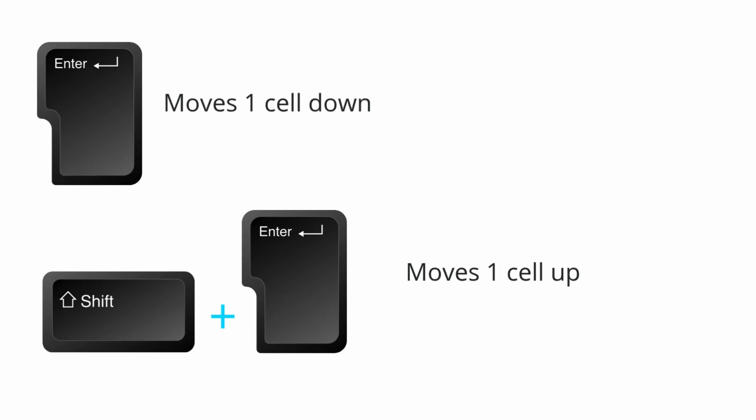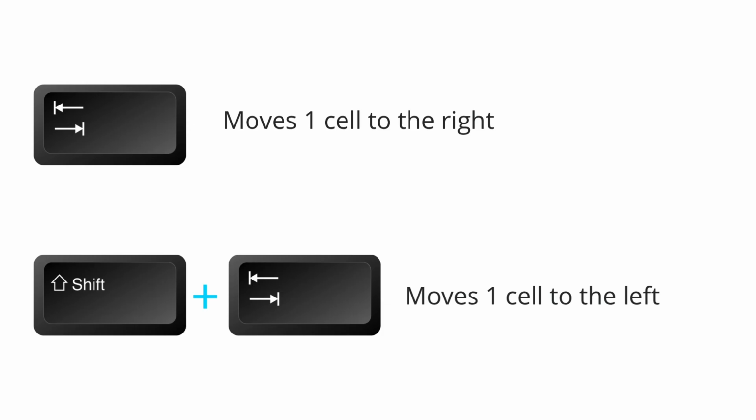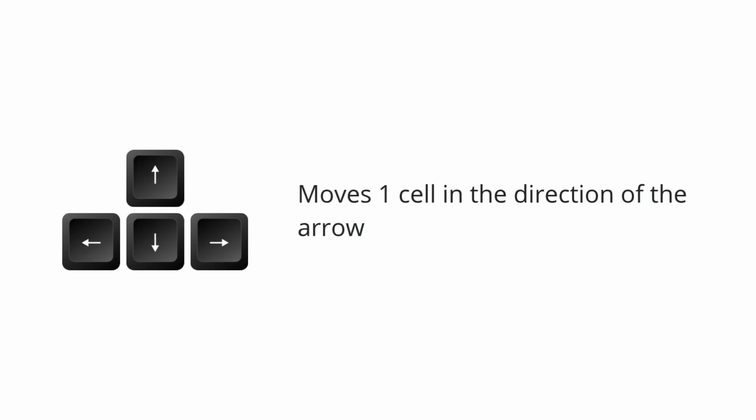You can move between cells by clicking in the cell that you want to be in, using the arrow keys, the Enter key or the Tab key. Enter moves one cell down. Shift plus Enter moves one cell up. The Tab key moves one cell to the right, and Shift plus Tab moves one cell to the left. The arrow keys move one cell in the direction of the arrow.